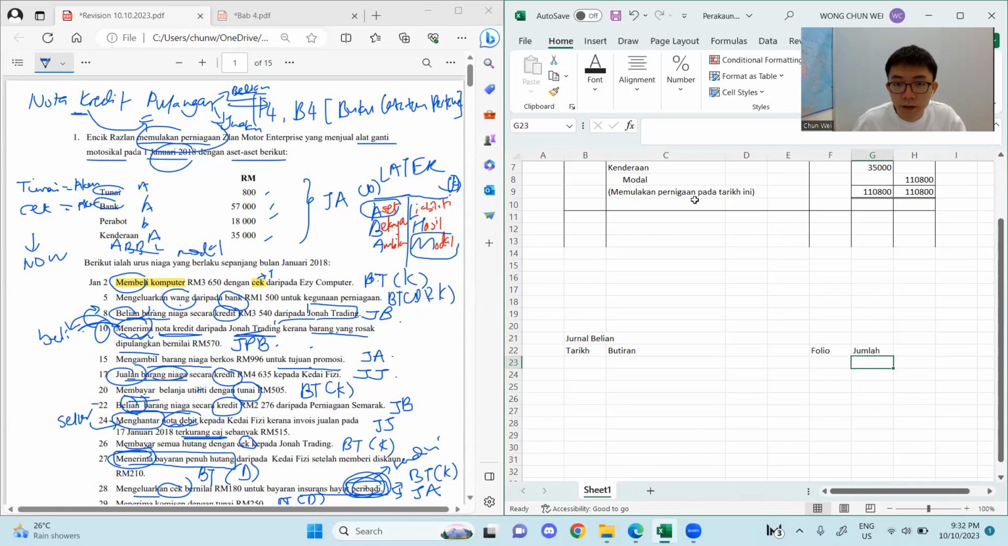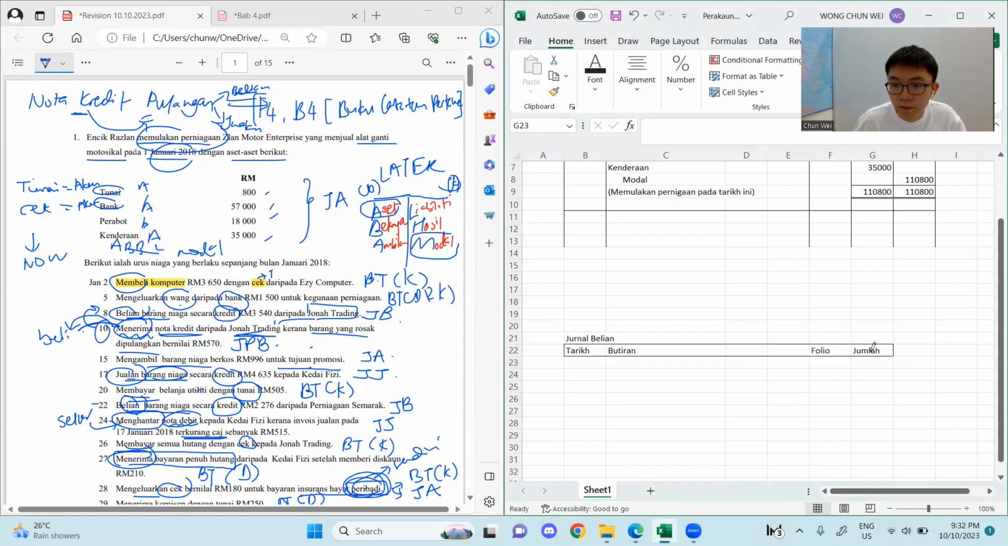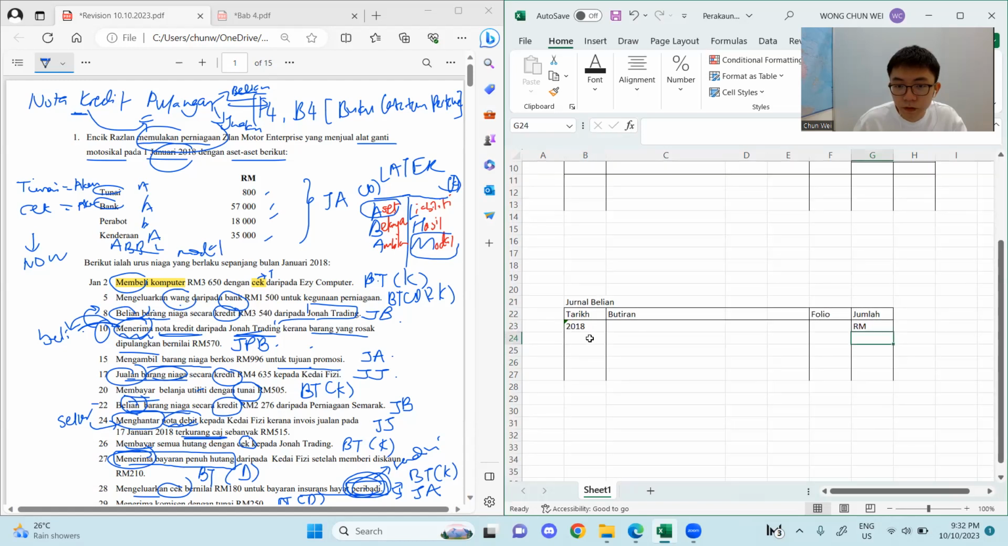Then same thing, show the line. So you just agak-agak. Same thing, 2018. Jumlah. So skip about, you give yourself 7 to 8 lines, okay?